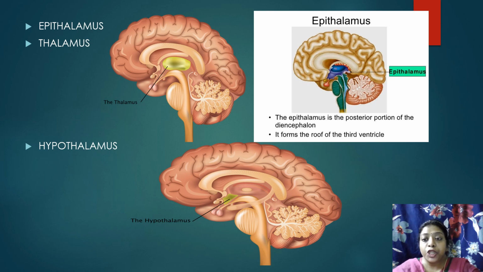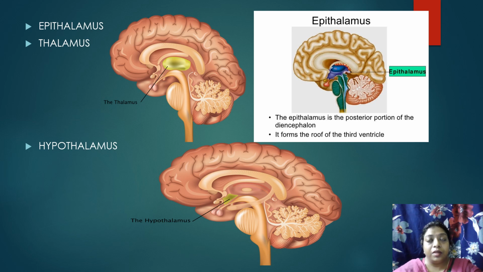So what is the function of the epithalamus? It lies in the posterior position of the diencephalon, and it forms a roof especially to the third ventricle in the brain. What is the function of this epithalamus? The epithalamus helps in channelizing the signals, or it sends the impulses from the brain to the rest of the body, and that is the main function of this epithalamus.